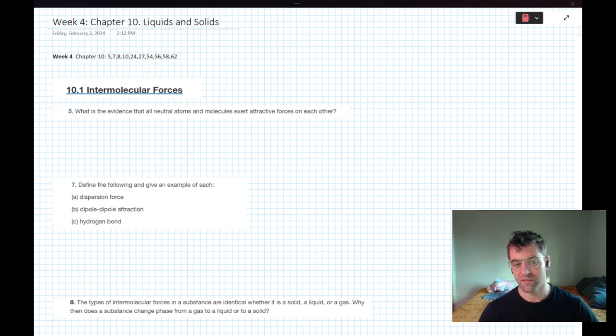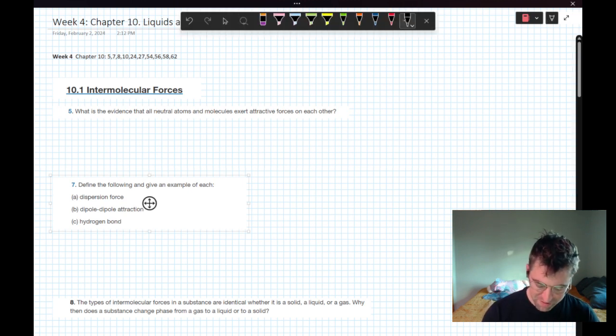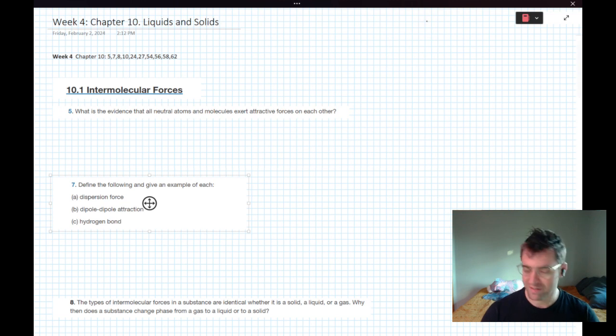Week 4 is covering chapter 10, liquids and solids. Talking about intermolecular forces first, what is the evidence that all neutral atoms and molecules exert attractive forces on each other? This one should be fairly obvious. The fact that we can experience matter in a variety of states is pretty strong evidence for this.